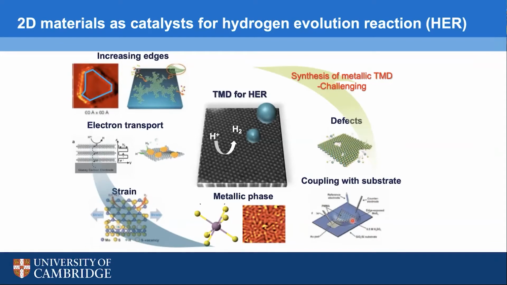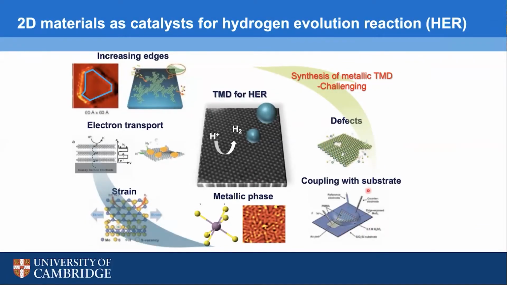And then also there's a lot of interest in coupling. When you look at non-metal catalysts or metallic catalysts, the coupling with the substrate becomes quite important, because if you have a semiconducting catalyst, as in the case of MoS2 here, then there is a junction between the substrate and the catalyst, and that has to be taken into account.